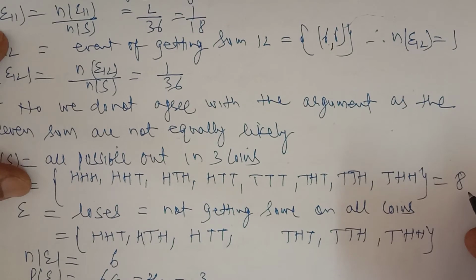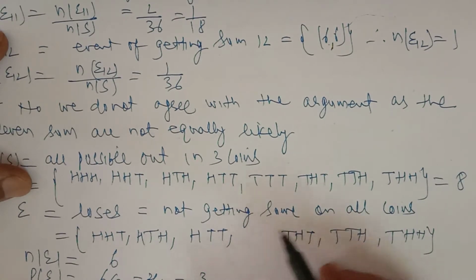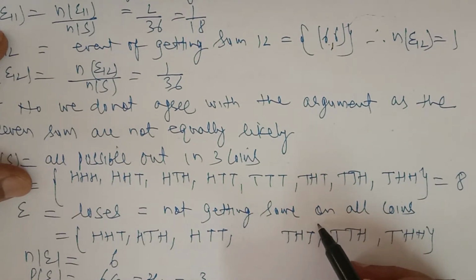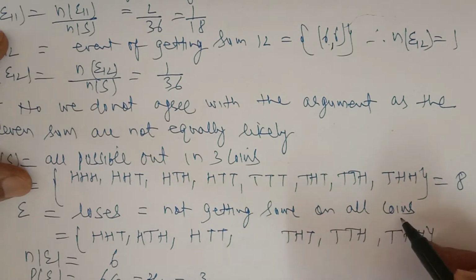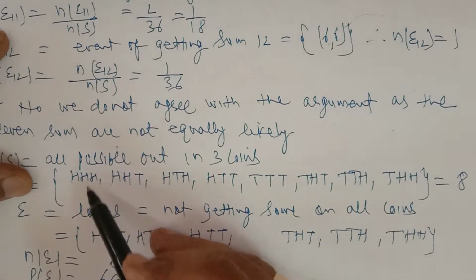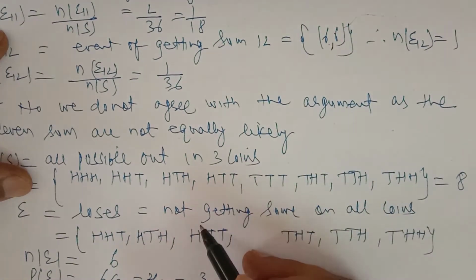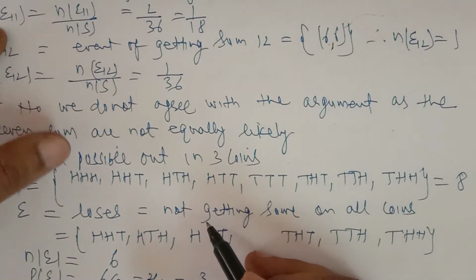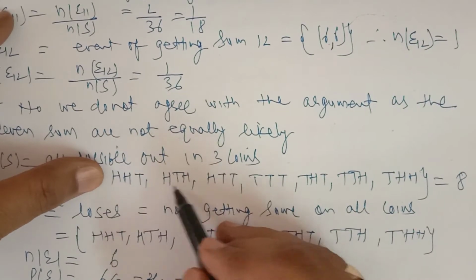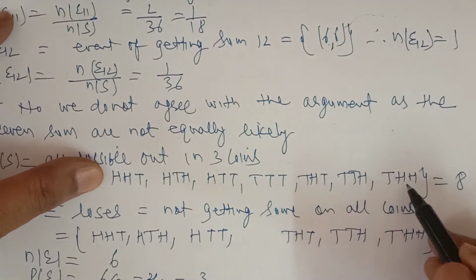Now a person will lose if he is not getting the same on all the coins, that is, he or she will lose if all heads or all tails are not there. So it means he loses if he gets head head tail, head tail head, head tail tail, tail head tail, tail tail head and tail head head.